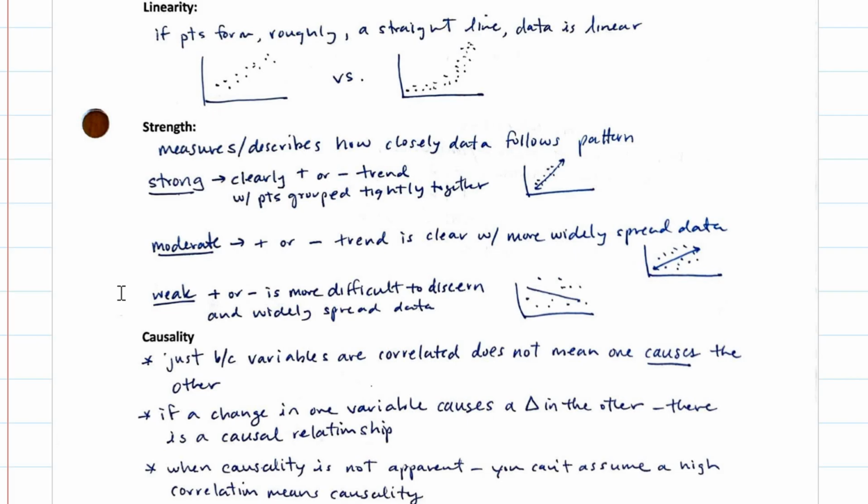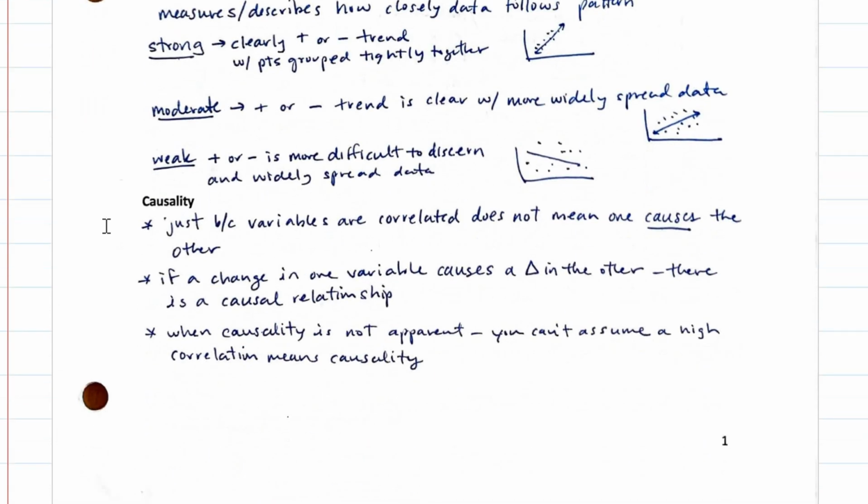And lastly, we have causality. Causality is whether or not the one piece of data causes the other piece of data. Just because the variables are correlated does not mean one causes the other. If a change in one variable causes a change in the other, that is a causal relationship, not casual, causal. And when causality is not apparent, you can't assume that a high correlation means causality.